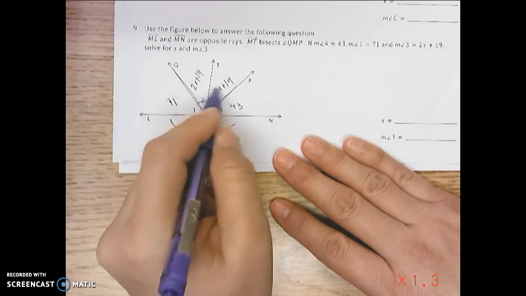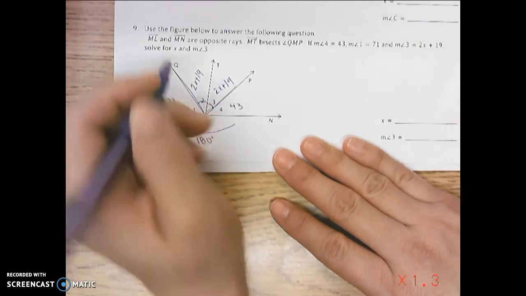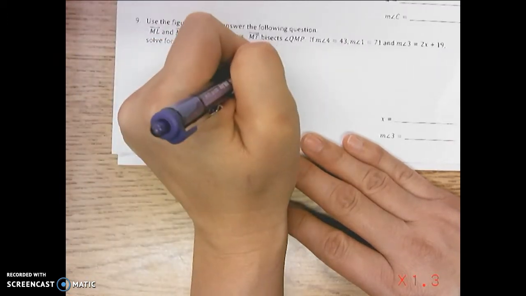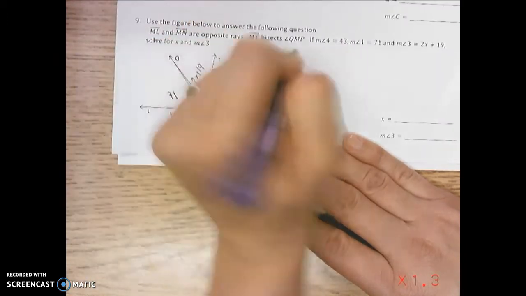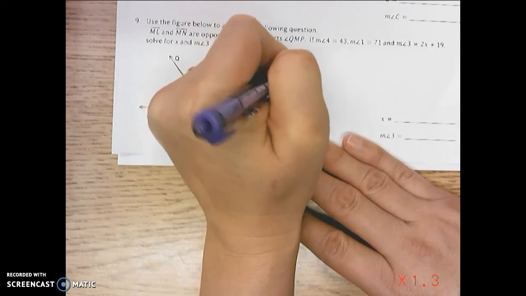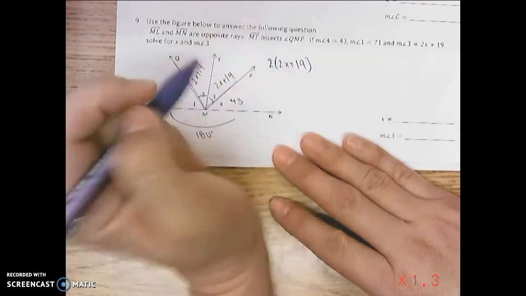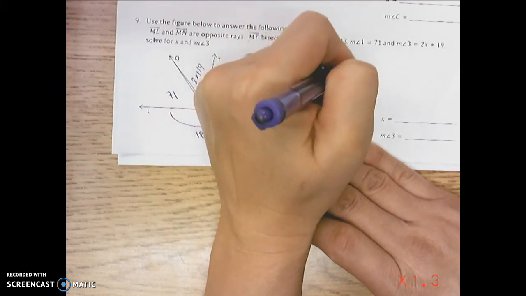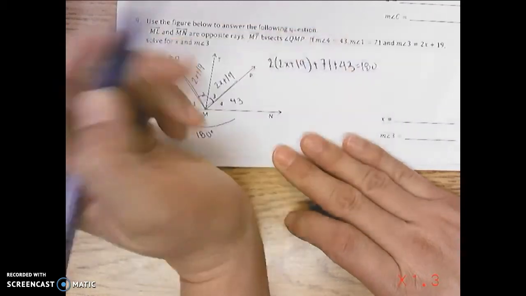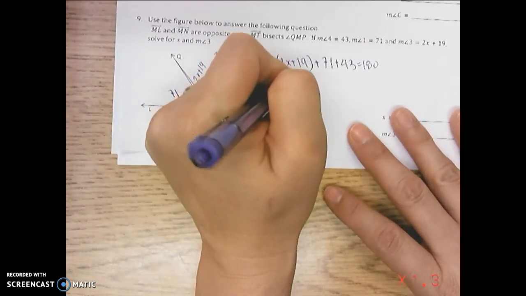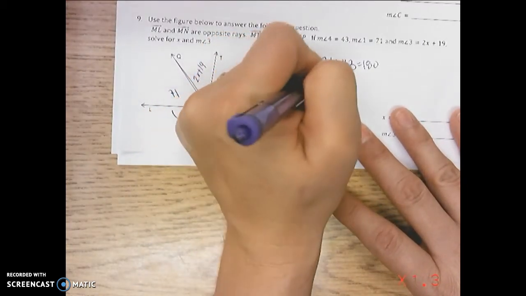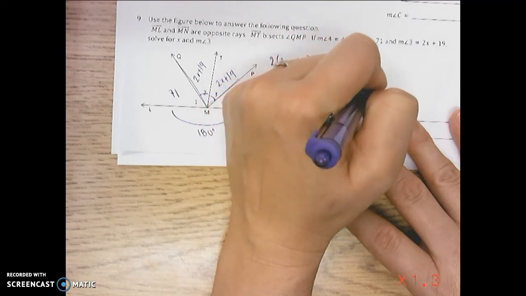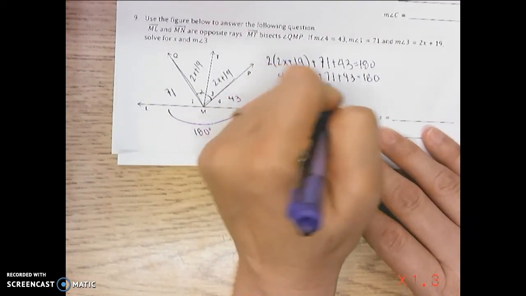Well, I told you before that all of these angles form 180 degrees, so I'm going to add them all up. I'm going to do 2 times (2x plus 19) plus 71 plus 43 and set it equal to 180. I'll get 4x plus 38 plus 71 plus 43 equals 180. Now I'm going to combine like terms.